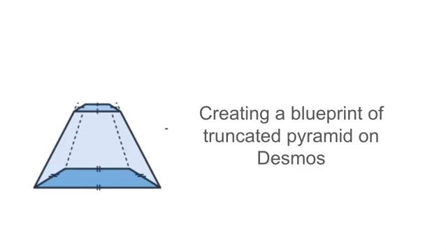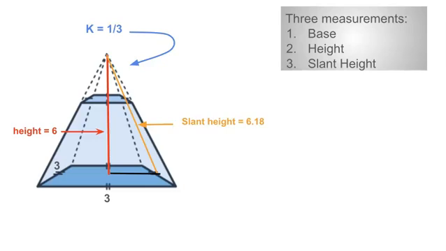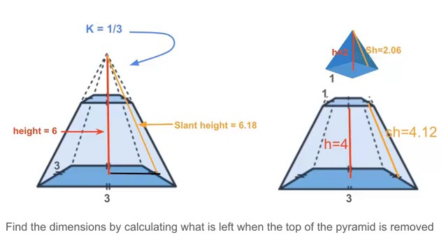Let's look at creating a blueprint of a truncated pyramid on Desmos. To do this, you first need three basic measurements. Those measurements are the height of your original pyramid, the slant height of your original pyramid, and the base. If you have these three measurements, as well as you've decided your scale factor for the part of the pyramid you're going to cut off, then you can find the dimensions by calculating, using your scale factor, what the height and slant height and base is, and then subtract that, and you'll see what's left over for your truncated cone.